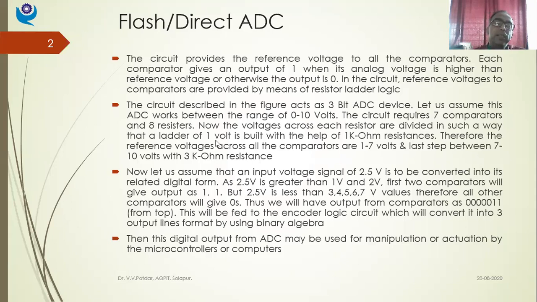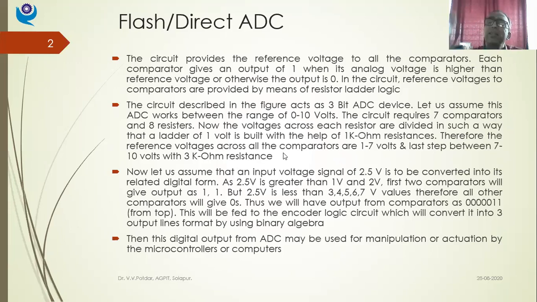Let us assume this ADC works between the range of 0 to 10 volts. As I said, it can vary. The circuit requires 7 comparators and 8 resistors. Now, the voltages across each resistor are divided in such a way that a ladder of 1 volt is built with the help of 1 kilo ohm resistances. Therefore, the reference voltages across all the comparators are 1 to 7 volts in steps of 1 volt each. And the last step between 7 to 10 volts with 10 kilo ohm resistance.